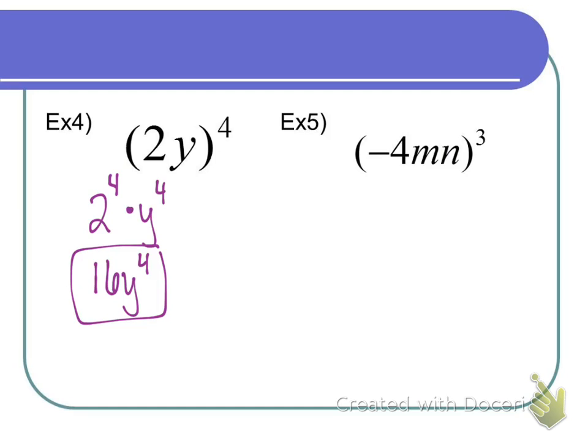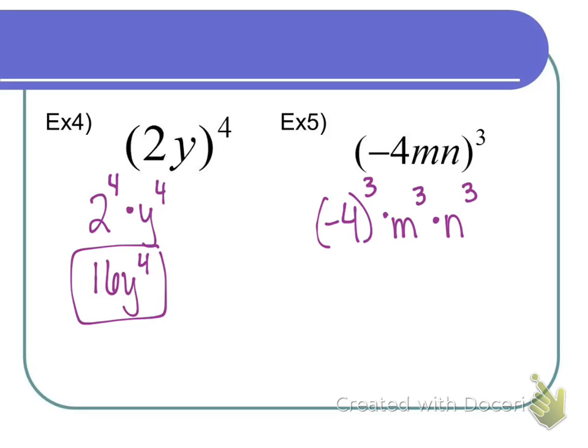All right, on number 5, how many factors do we have in those parentheses? How many different things are getting that exponent? 3. What are they? -4, m, and n. If you are raising a negative to an exponent, I would keep it in parentheses to remember that the whole thing, including the negative sign, gets that exponent. We've also got m to the 3rd and n to the 3rd.